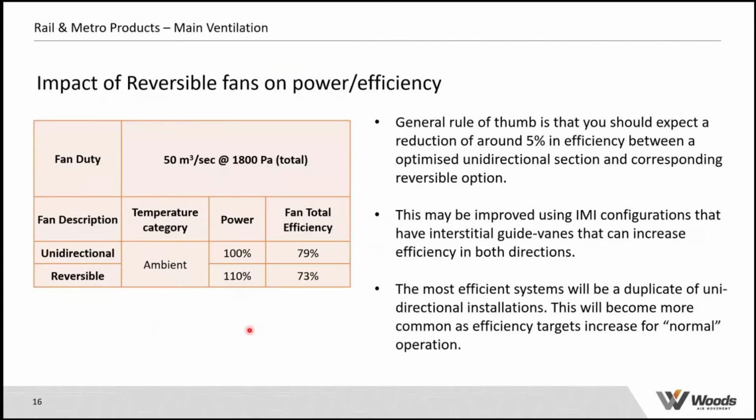And I think what's important to understand is that there is always a little bit of a trade-off. So in this example here, this is just a fairly typical fan, and I'm just showing the difference between a unidirectional and reversible fan. So in this example, the unidirectional fan has a total efficiency of 79%, so it's using 100% of the power. To get a reversible fan to give the same performance, we're up on power about 10%, and we're 5-6% down on efficiency. But you do get that performance in both directions. So there's a little bit of a trade-off.